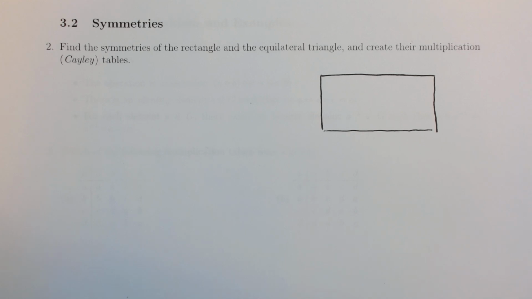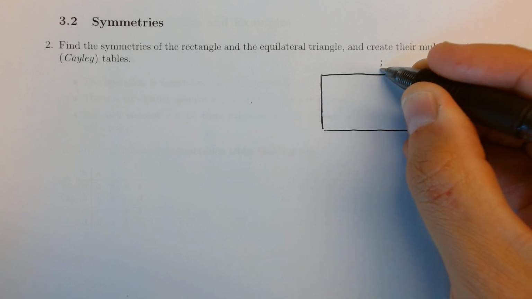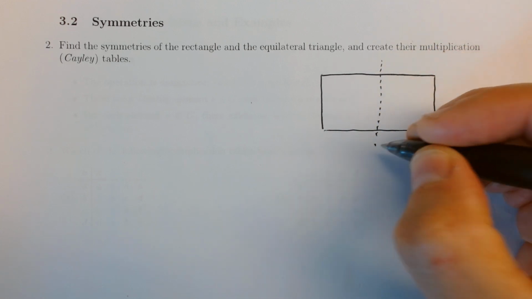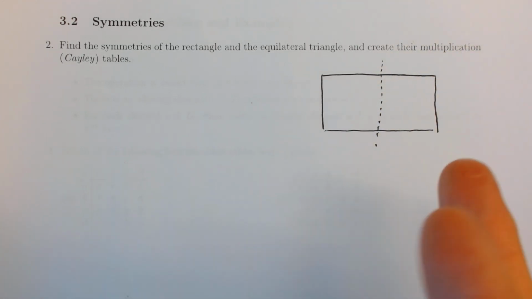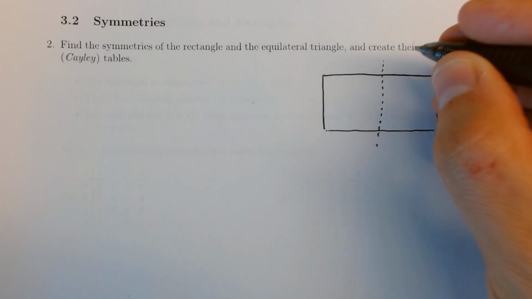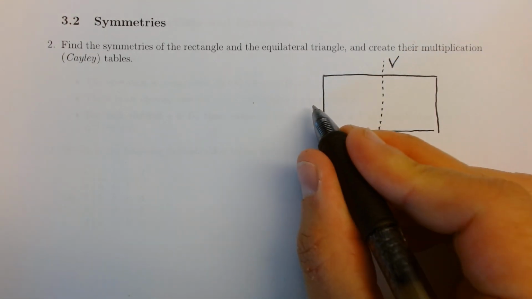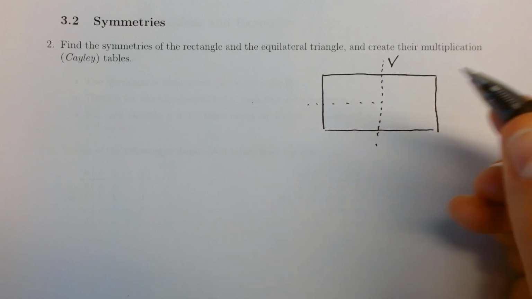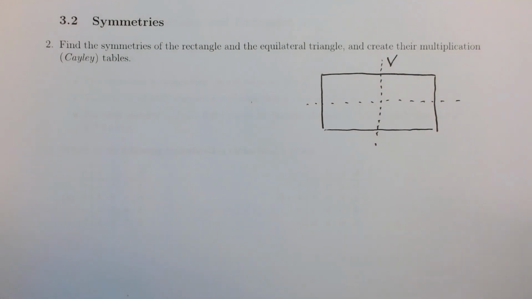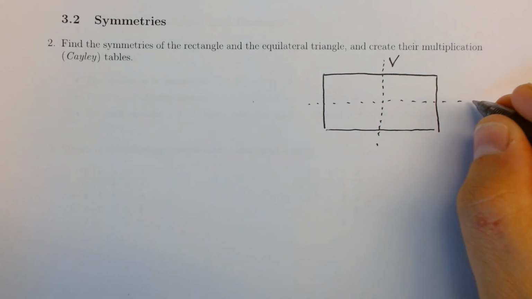So some obvious things, like you could take the center of it and just flip it about the center. So if I were to flip it across that line, then it would look exactly the same. We'll call that operation, that flip, V. You could also do it through a horizontal line through the center. If I flip it about that line, it would also look the same.